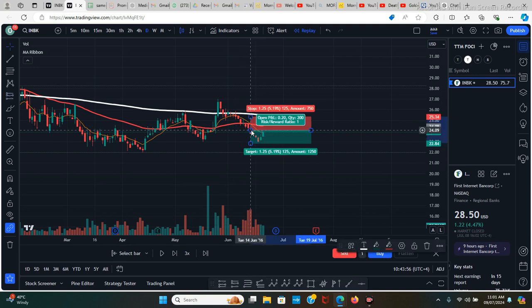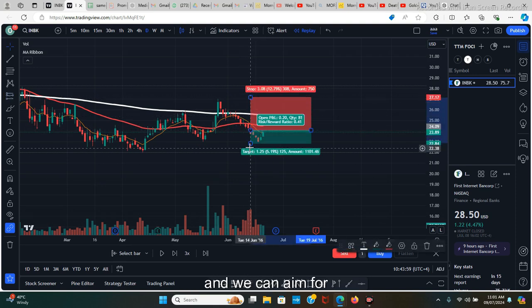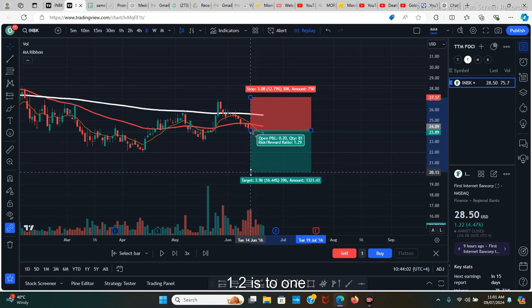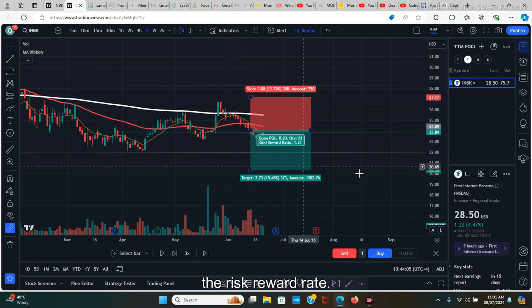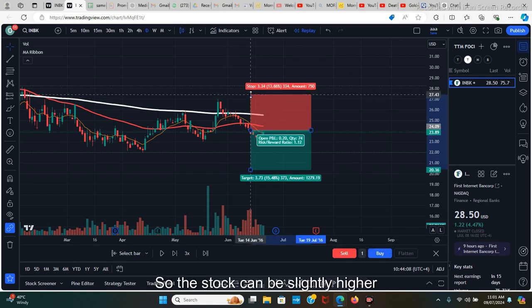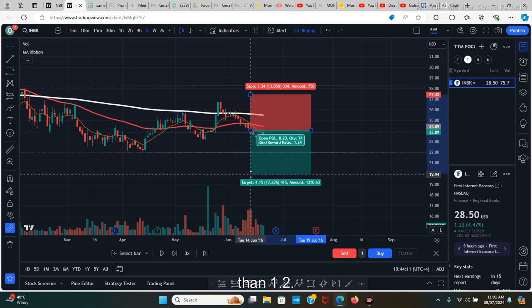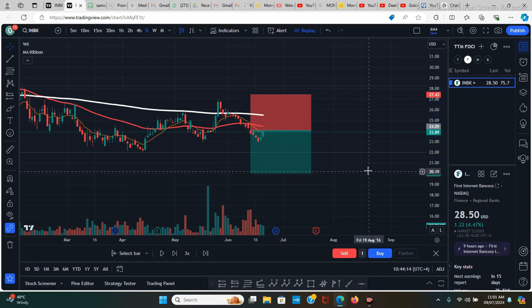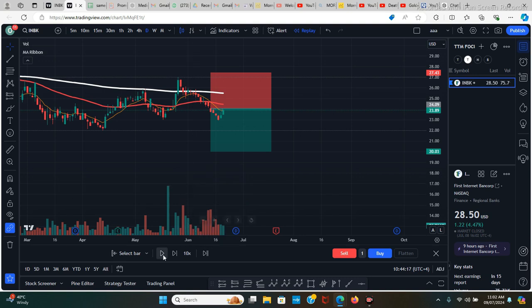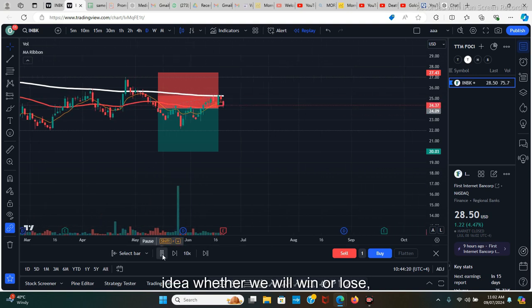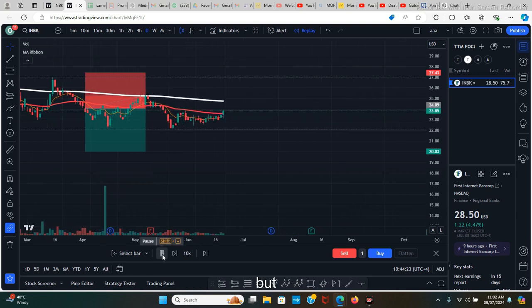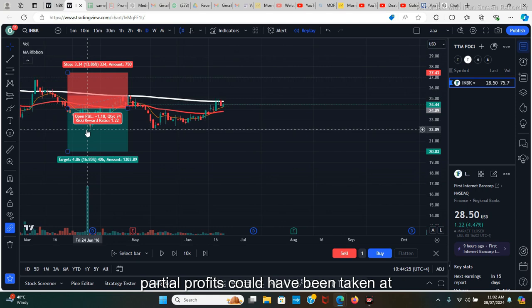Suppose we were here, we can put a stop here and we can aim for a 1.2:1 risk reward trade. So the stop can be slightly higher than 1.2. So let's play this out. I have no idea whether we will win or lose, but partial profits could have been taken at the halfway point.